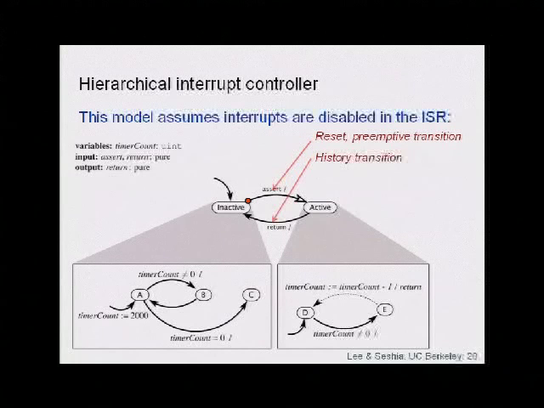So here the implicit assumption is that when you go from inactive to active, you're essentially activating the ISR, going from idle to D, right? And then you start executing whatever is from D.